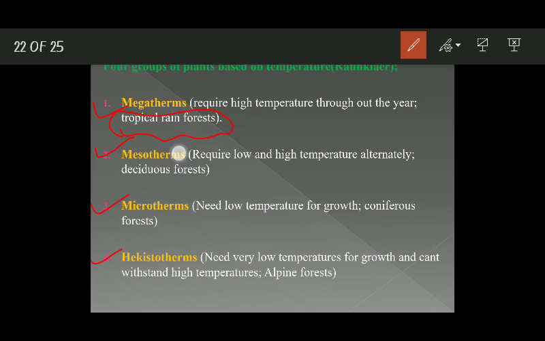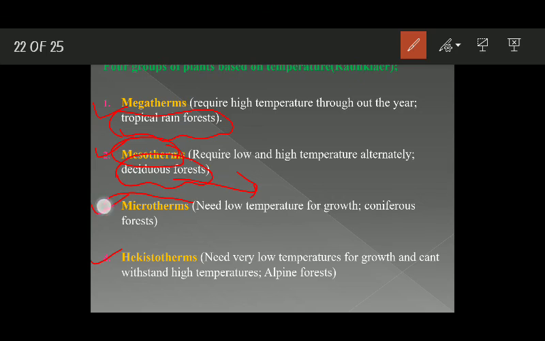Second, mesotherms. They require low and high temperature alternatively. They require low temperature at one time and high temperature at another time. Mesotherms are found in subtropical regions. The deciduous forests, which are subjected to alternating low and high temperature, are known as mesotherms.